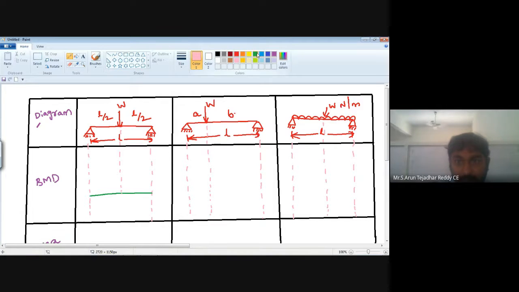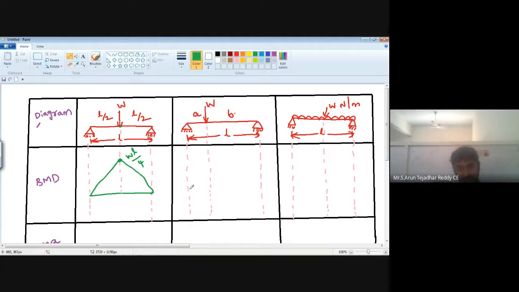Now take the green color. The load is acting at this point, so we'll get our maximum bending moment somewhere here. Now join the points, then you will get your bending moment diagram. What about the height of the bending moment diagram here? That is WL by 4. The maximum bending moment, or the height of the bending moment diagram here, is WL by 4.